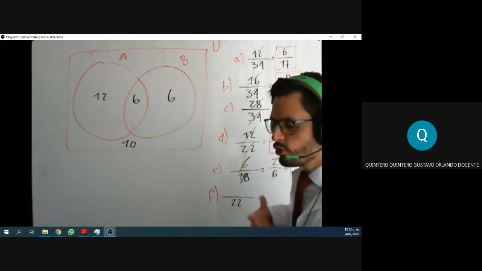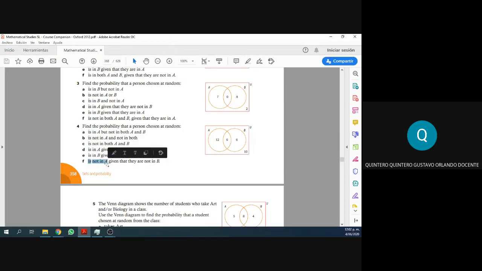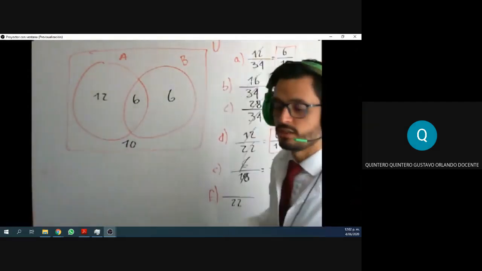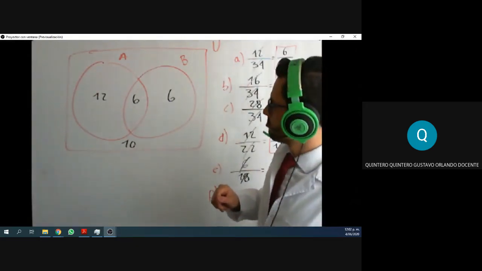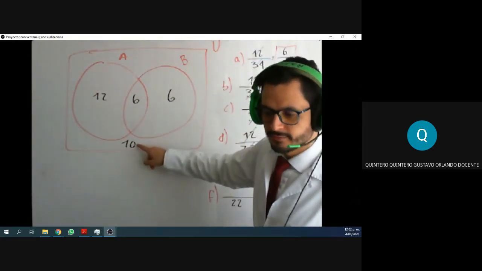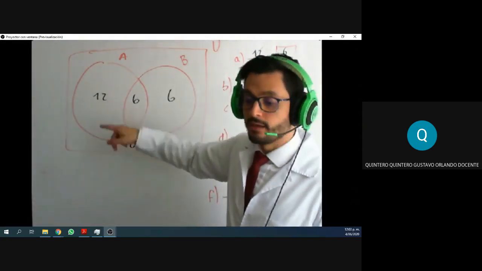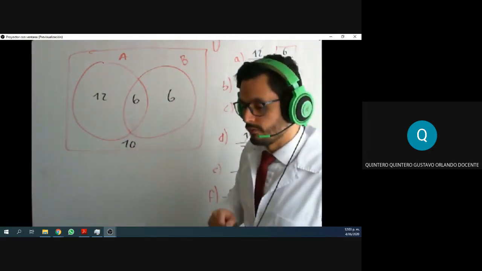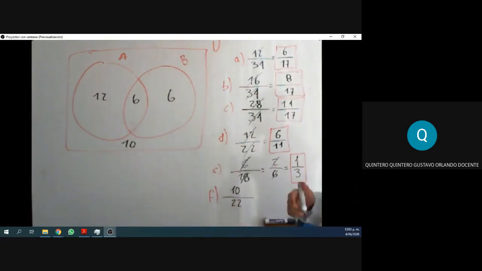Now, out of those 22, let's see the question again because I forget it. Is not in A. Out of those 22 which take the condition into account, how many are not in A? Only this 10, right? These 12 are in the condition, but they are in A, and we want them to not be in A. So 10 alone, right? So our success will be just 10. The probability, 10 over 22.